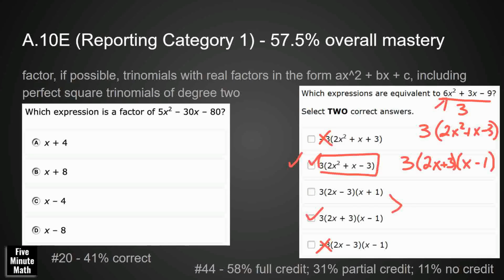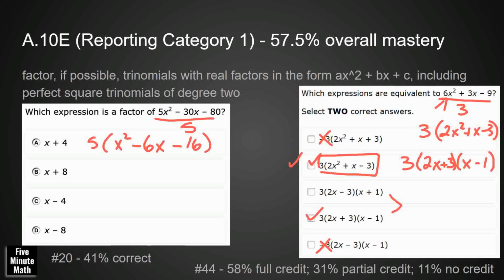So common factor here. Let's get rid of 5 to make everything easier. Okay, so we're going to factor out my 5. And so 5 over 5 is 1, so that's just going to be x squared. 30 over 5 is 6. And then 80 over 5, that's going to be, let's see, 16. Okay, so all right, we're going to get that.